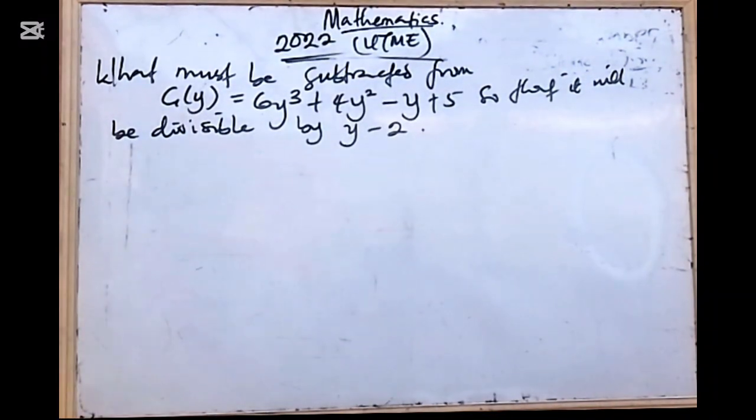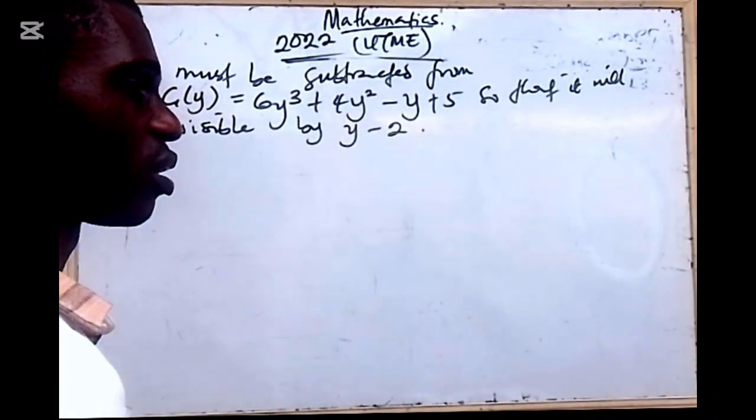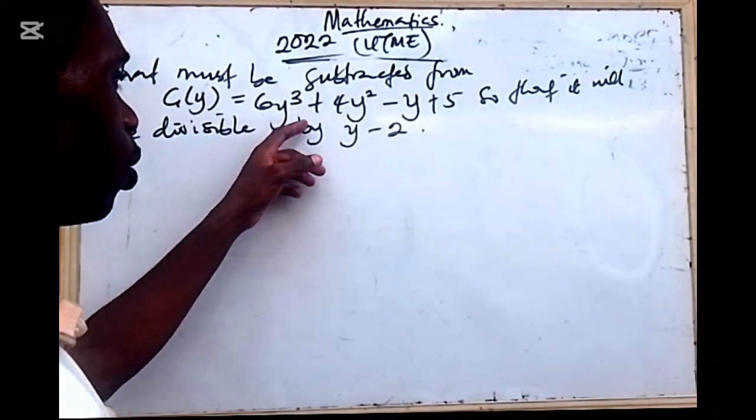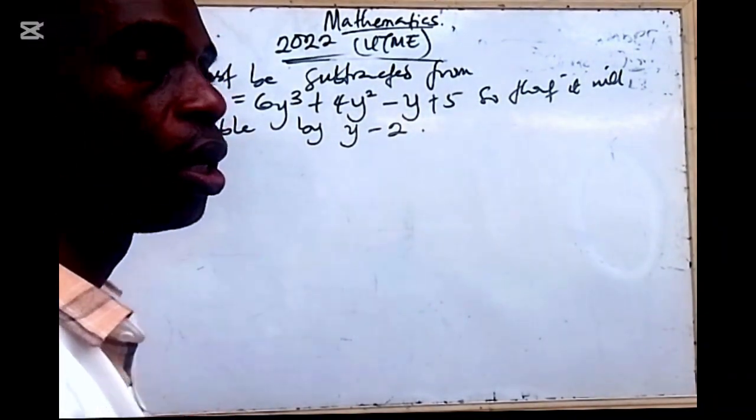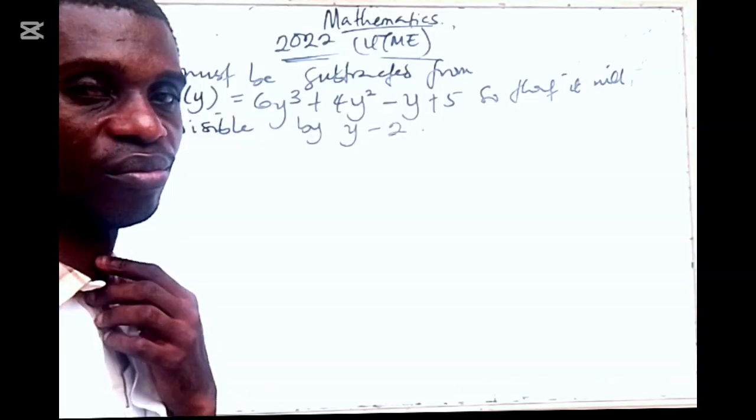Look at this question now. We want to solve this question. What must be subtracted from this number so that it will be divisible by this? There's something we call the remainder theorem.